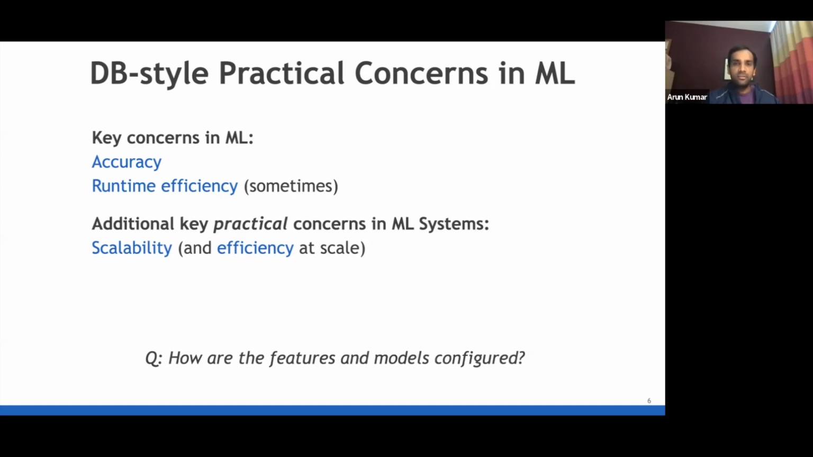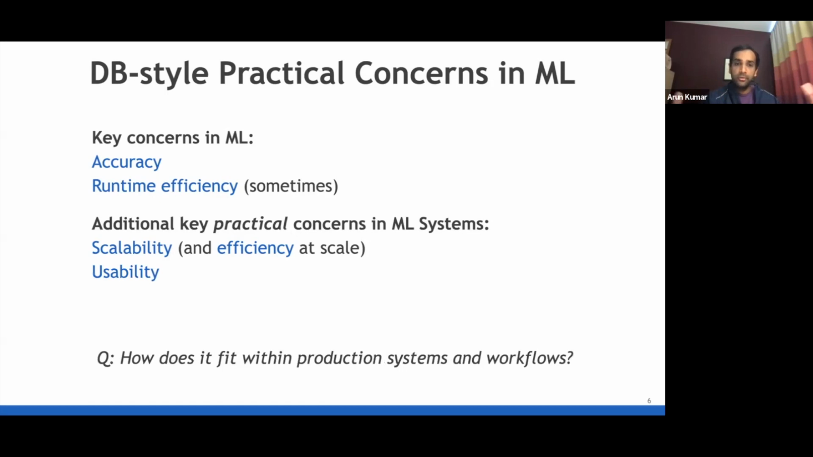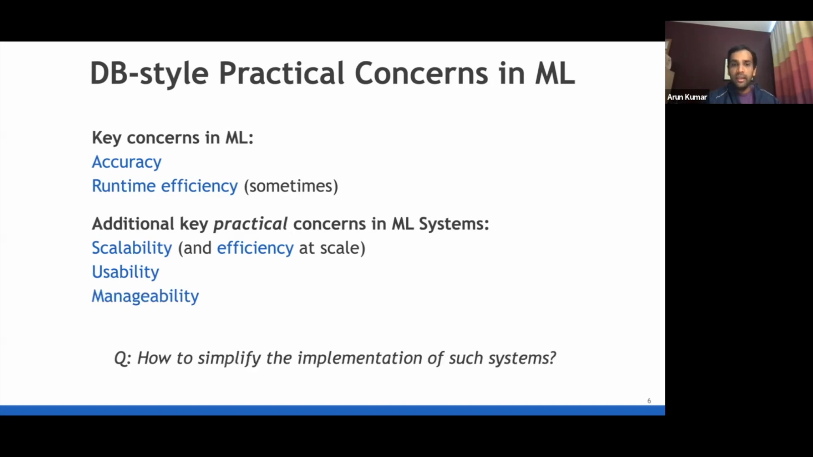ML is not just like writing a SQL query, just a one-shot thing. There is a lot of iteration involved, and this is a usability concern. How do you fit these ML workflows into production systems and production workflows so that you don't have to disrupt your entire infrastructure and cause major surgeries and headaches? That is a concern of manageability. And last, how do we make it easier to build these sorts of systems that satisfy these desiderata? That is the concern of developability, making software developers who build these systems more productive.